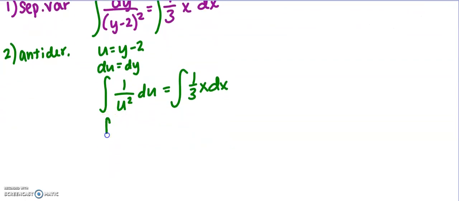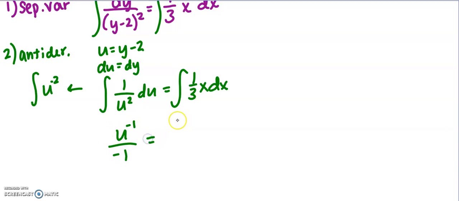Well, this is really just u to the negative second. I'll write that over here just for space. This is really the integral of u to the negative second. So this is going to become u to the negative first over negative 1 equals, this will just be 1/3 x squared over 2 plus c.